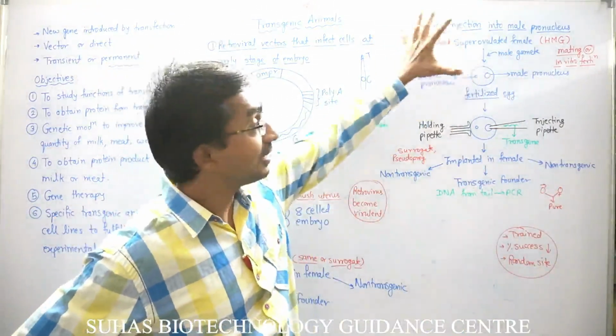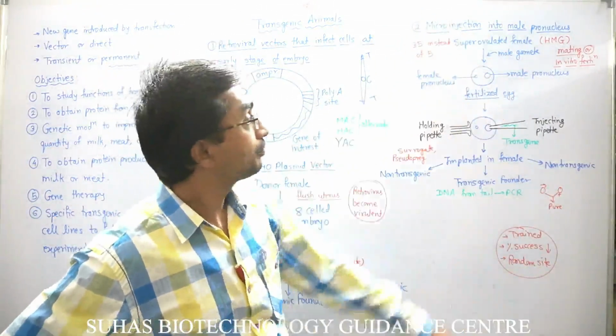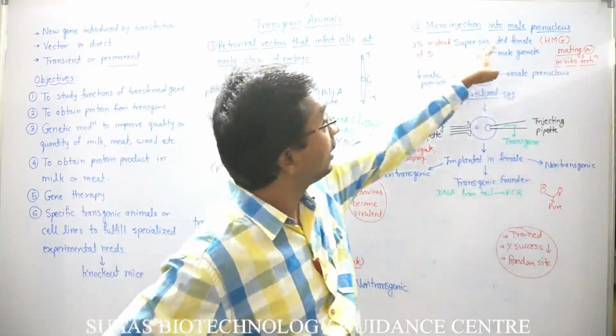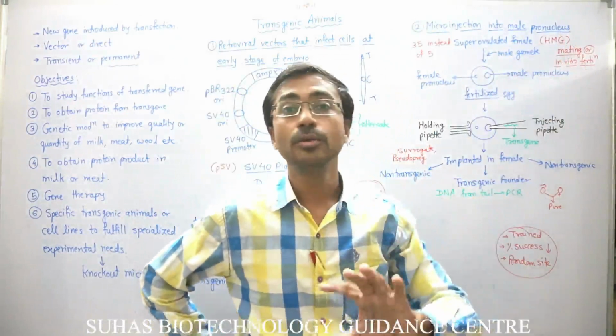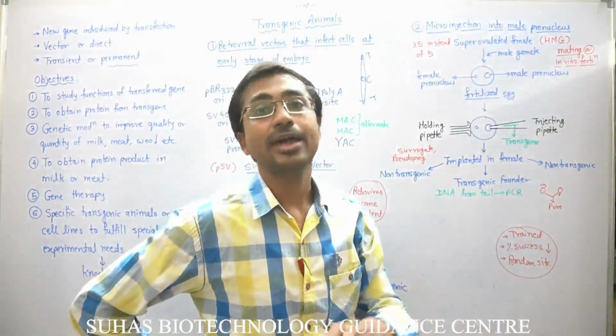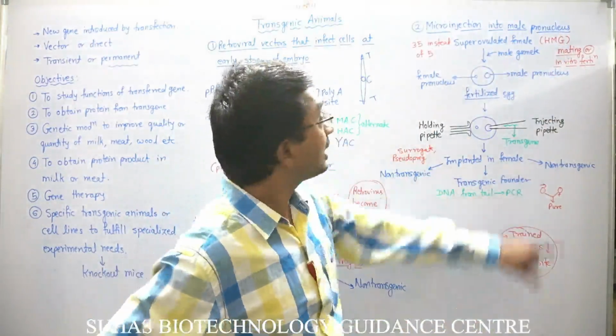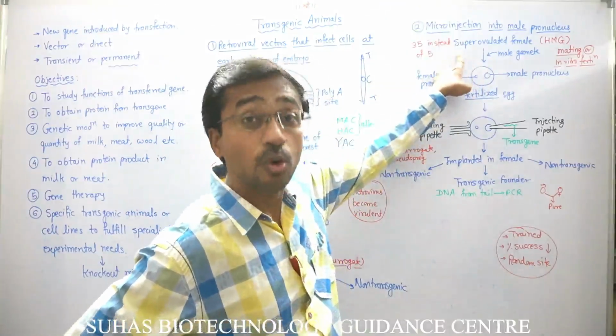Microinjection is another method. Here again the super ovulated female is used. Super ovulated means she will be given either HMG, human menopausal gonadotropin, or FSH or LH injections, so that she will deliver more ova.